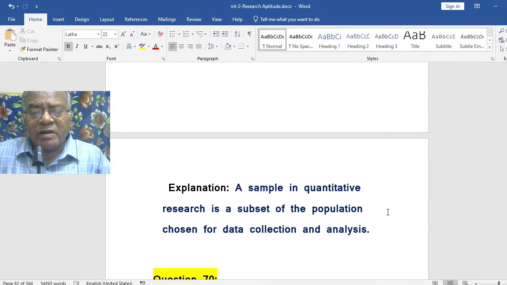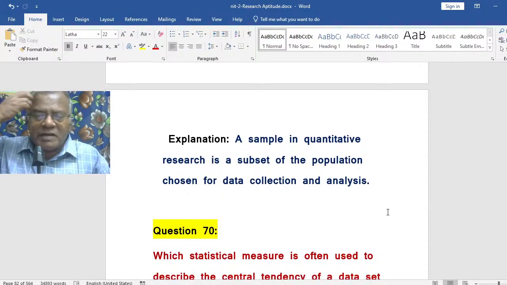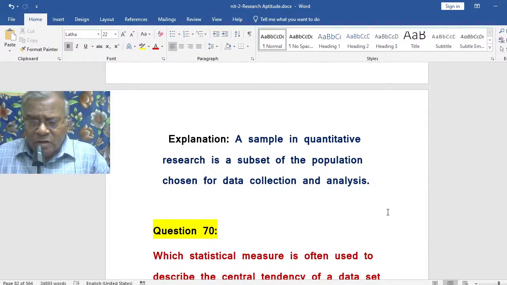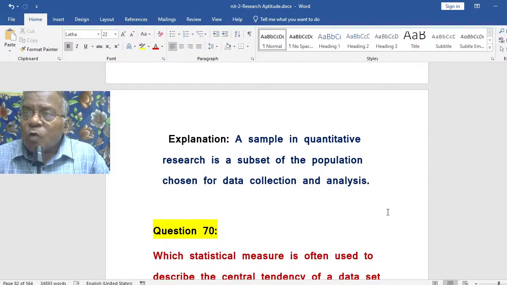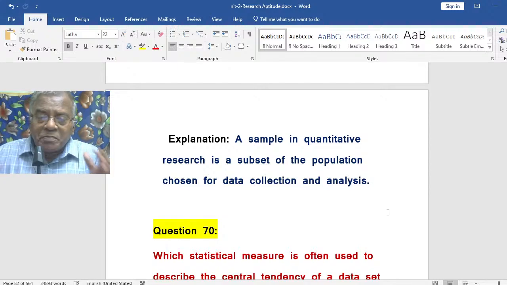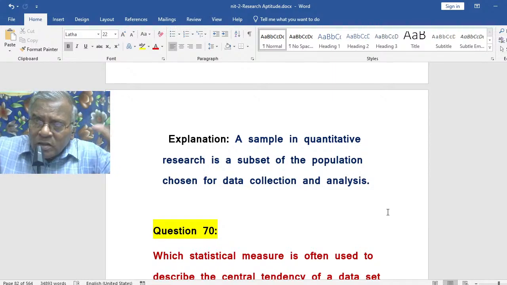What does this mean? Suppose I want to study the personal values of B.Ed trainees, of course, all over India, or all over Tamil Nadu. Now, I cannot study the entire population, the entire unit of B.Ed students all over the country. I can only take certain samples. So, I go to some 20 colleges and take a survey of 1,500 students. After getting the results, I generalize these results to the entire population, that means all the B.Ed students.